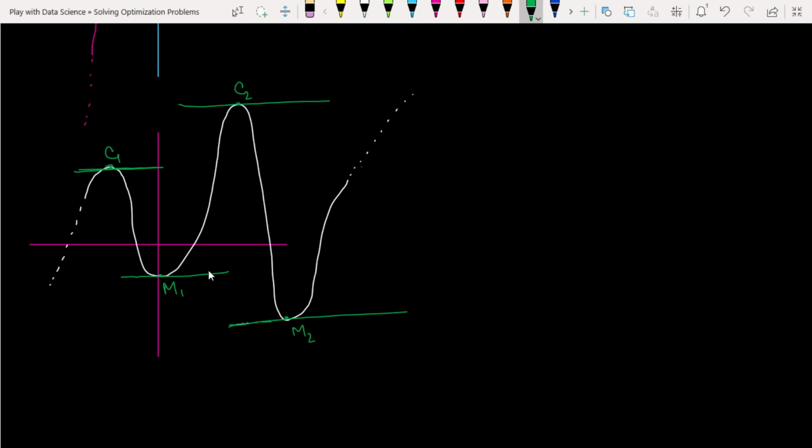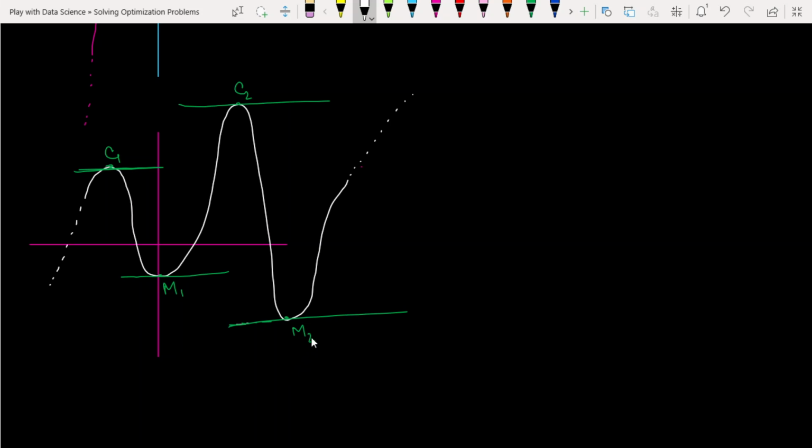But here actually there are many minima, m1 and m2. If you see many graphs, there are many minimum values and also many maximum values. So in this kind of situation, we come to the concept of global minima and local minima. Here m1 is a minimum point and m2 is also a minimum point, but the minimum of the minima is m2. So in this graph, the most minimum value will be m2.